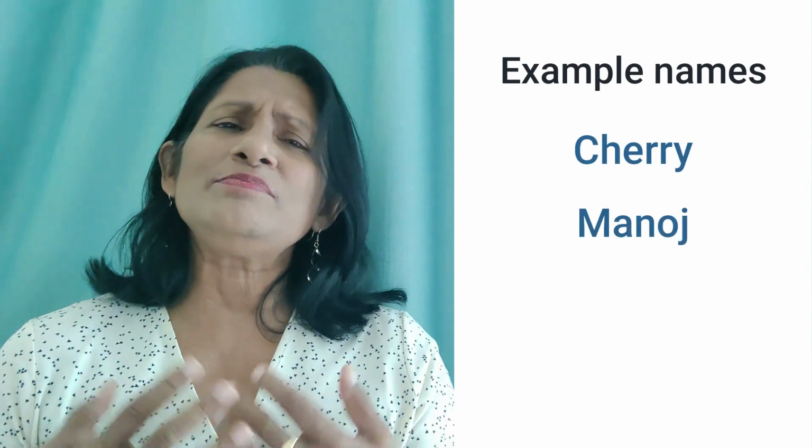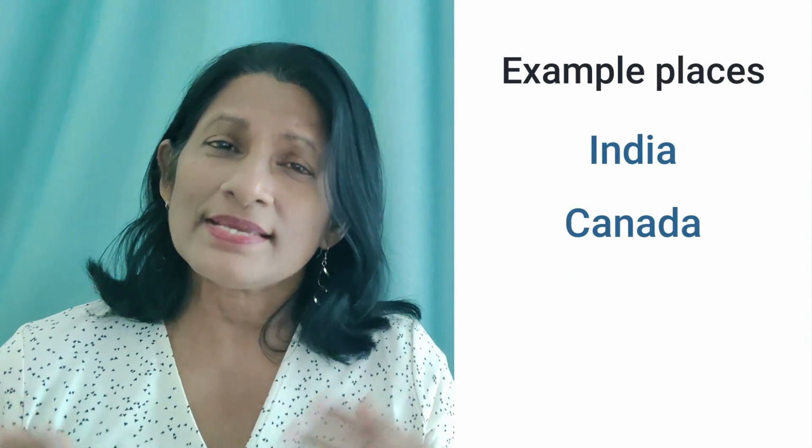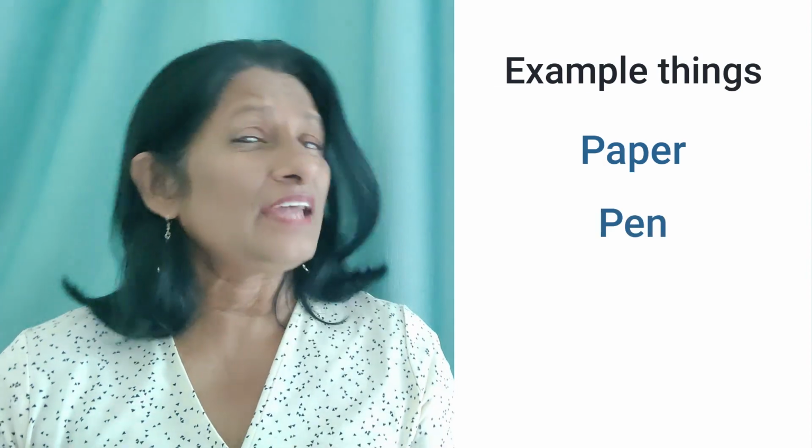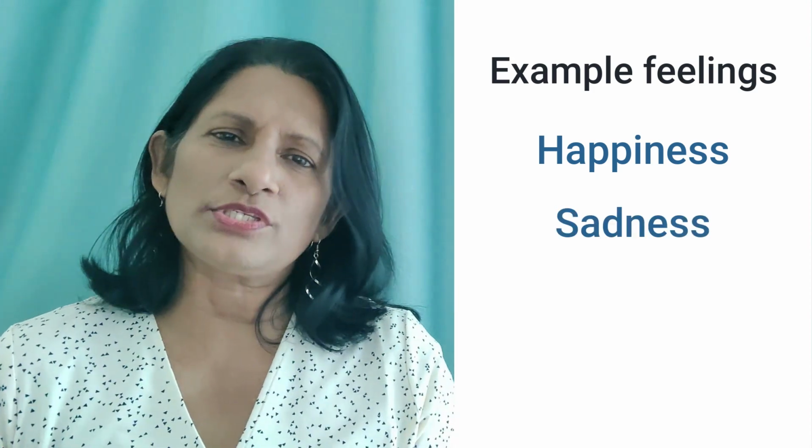First and foremost, do you know what nouns are? Nouns are names, places, animals, or things. For example, we have Jerry and Manoj as names, India and Canada as places, tiger and dog as animals, paper, pen as things, and even feelings. They're all nouns. So remember, nouns are not action words like run and jump, which are verbs, and they're not descriptive words like smart and lazy, which are called adjectives.